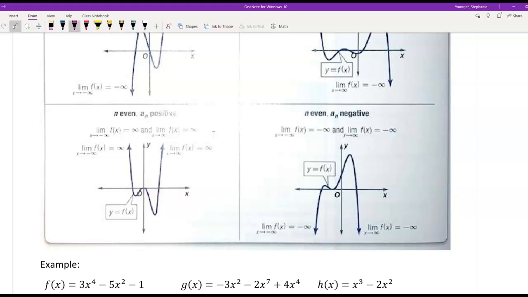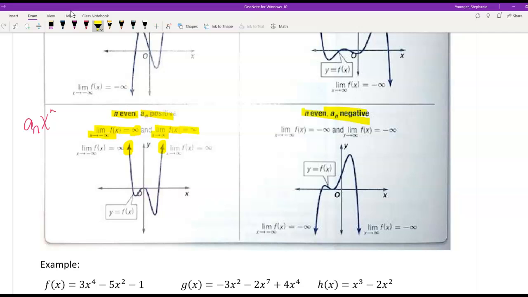So now, once again, we have a sub n x to the n. If n is even, remember that quadratic shape, that U shape, and a sub n is positive, we're going to have that smiley. Our ends are going to be smiling. So that says the limit of f of x as x approaches negative infinity is positive infinity, and the limit of f of x as x approaches positive infinity is positive infinity.